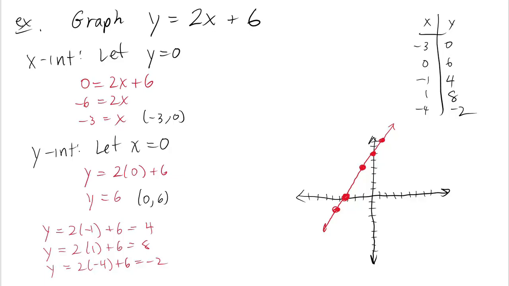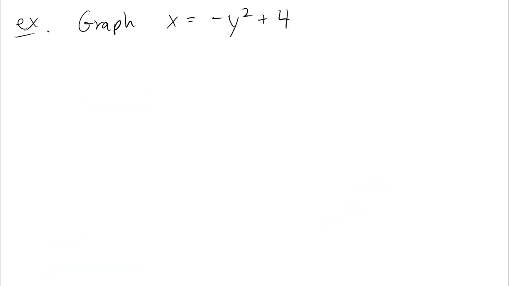Let's just do one more example, and here I'll pick one where maybe you might not know exactly what this looks like. I bet you have an idea, but if your algebra is a little rusty, you might get this one wrong. This one asks us to graph x equals the negation of y squared plus 4. So let's find ourselves some intercepts.